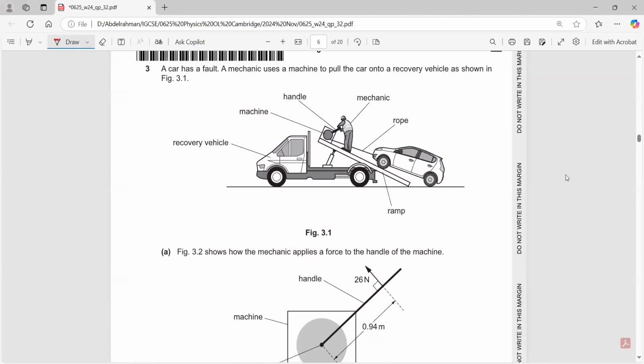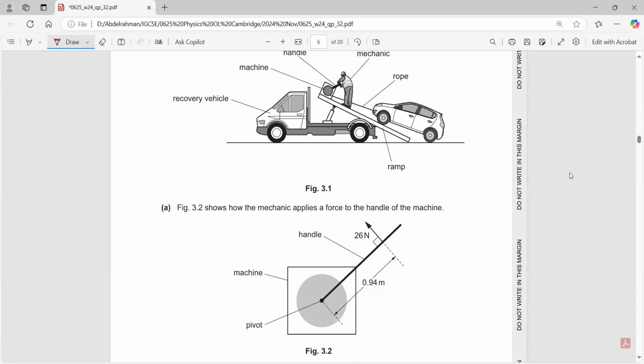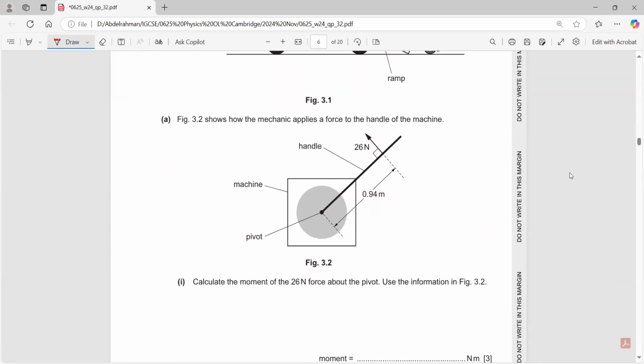A car has a fault. A mechanic uses a machine to pull the car onto a recovery vehicle as shown. And then figure 3.2 shows how the mechanic applies a force to the handle of the machine.